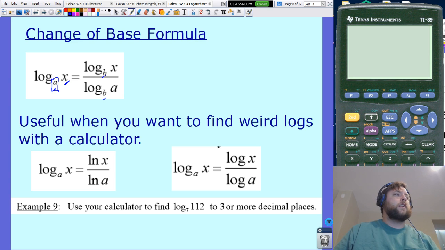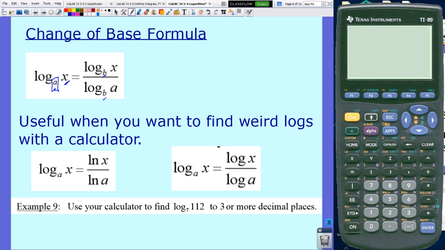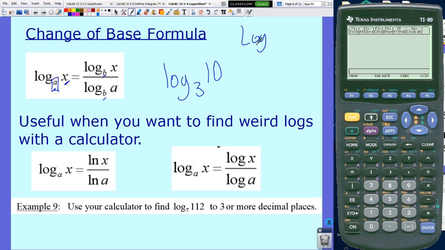So if we look at our calculator over here, let's say I wanted to do the problem log base 3 of, I don't know, 10. I don't have a log base 3 on my calculator. In fact, if you go to your 83 or 89, you usually only have two buttons. You have a log, which is log base 10, and you have natural log, which is log base e.